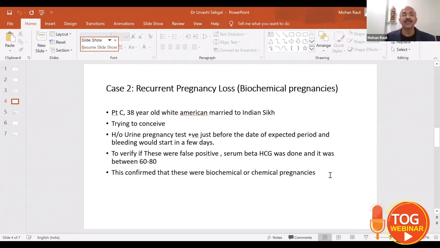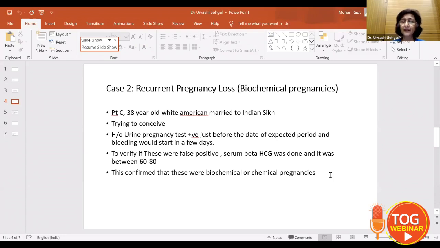So how did you go ahead, madam, with this patient? So this case came to me about 18 years ago. And just like it's mentioned, her urine pregnancy test would come positive every month. And I thought this must be a false positive. How can someone have a pregnancy test positive every month just before the period, and then she starts bleeding and then it becomes negative? So I said, you should do a blood test. And when she did a blood test, sure enough, it was between 60 and 80. And then I realized that every month she was having biochemical pregnancies and chemical abortions.